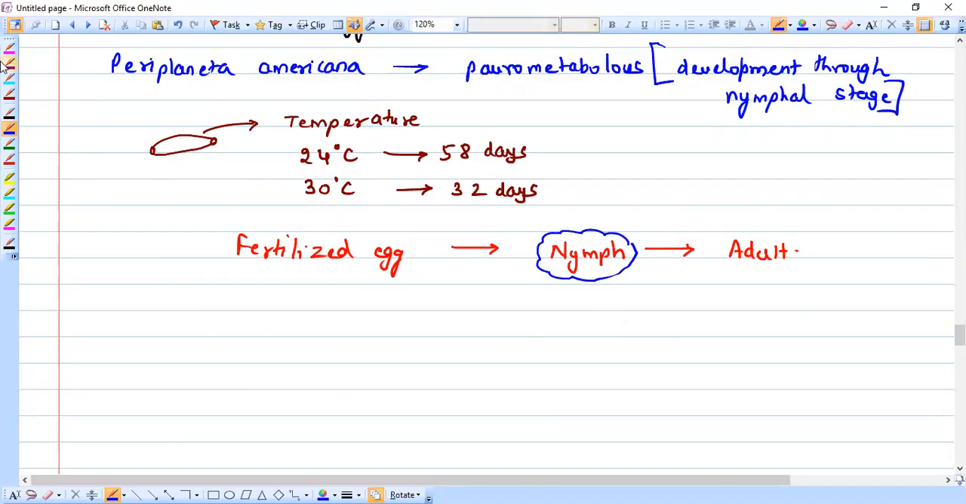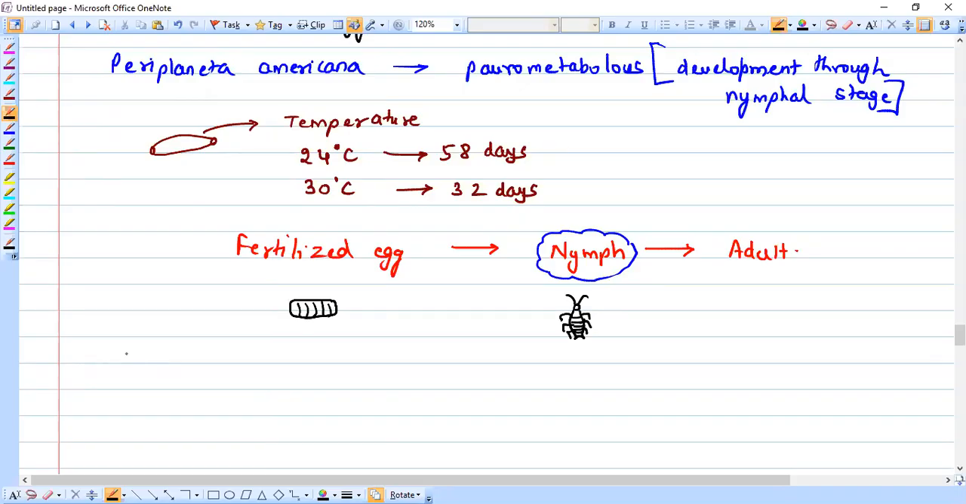If I draw, let's take it this way. I draw the fertilized egg first. Every species has its own development. So I take this as the fertilized egg. From this will come out the nymph. Nymph cockroaches are the small cockroaches that you see running here and there, light brown in color. Those are nymphs. They are not ready for sexual reproduction. That is the biggest drawback. And they look like cockroaches only.